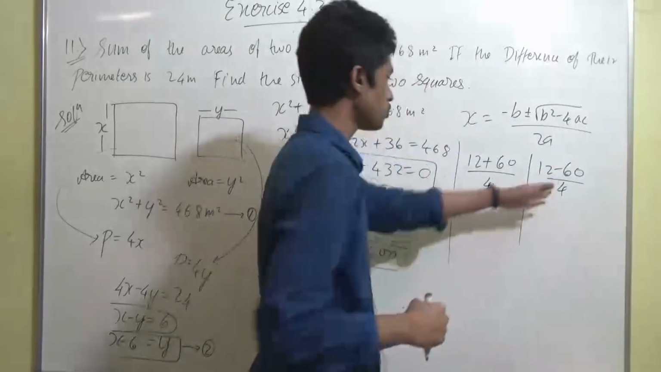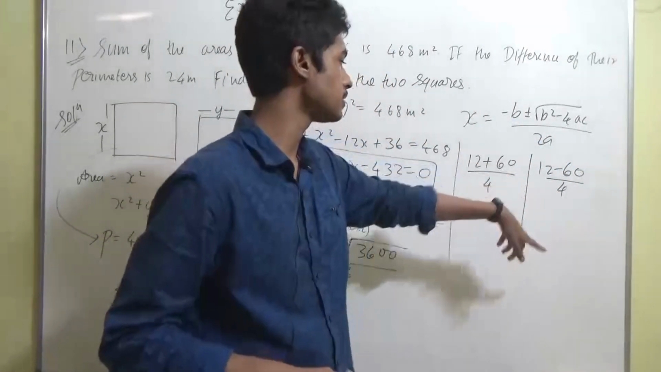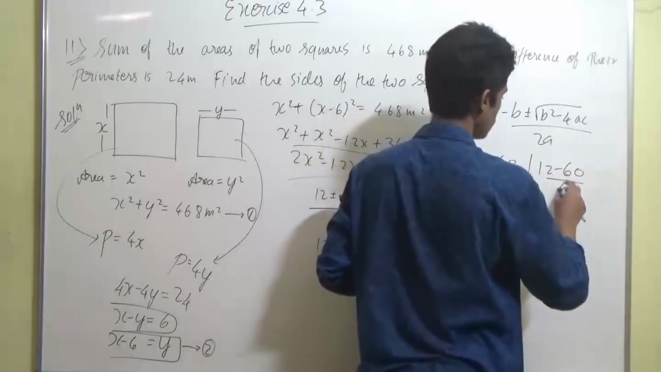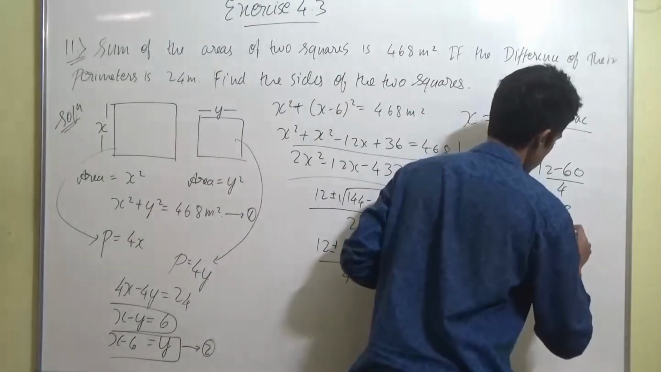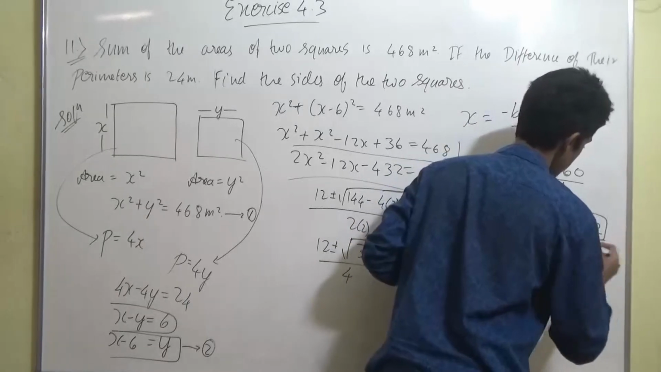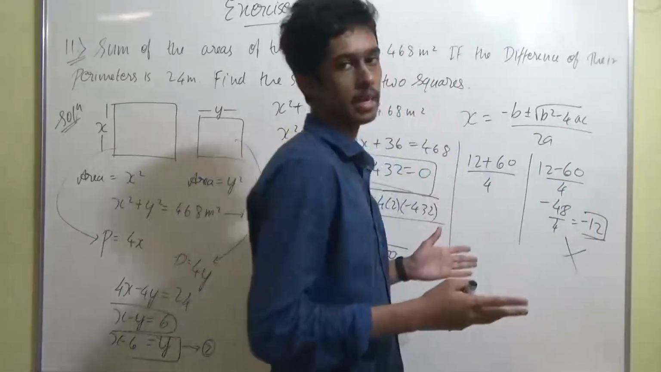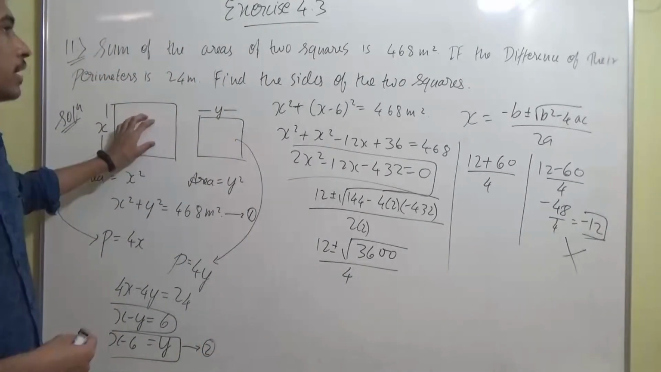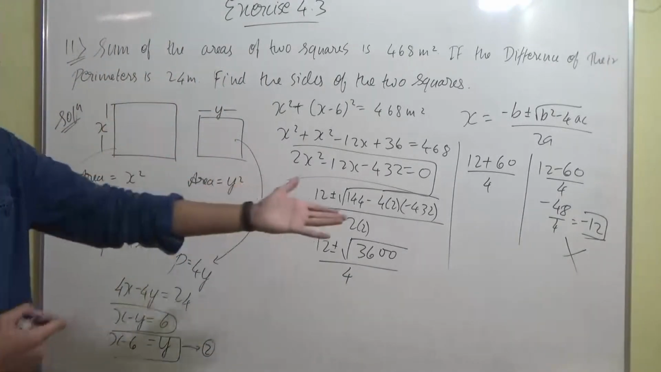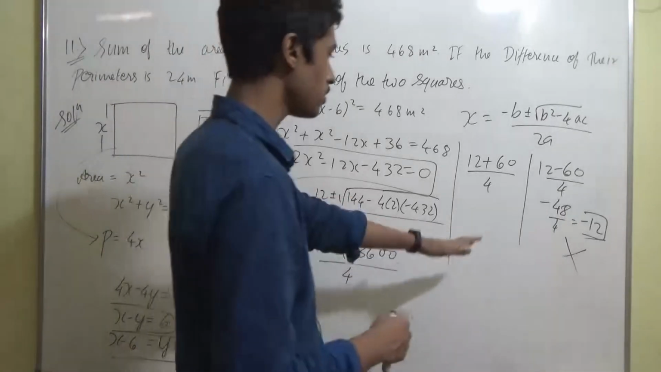If you see here, guys, if you solve this now, you'll get the answer in minus. Getting it? So this will become how much? 48. It will become minus 48 by 4. You'll get minus 12 as the answer. Can the length be negative? Can the dimension of any square be negative? No, right? So we are just going to ignore it. We are not going to consider it.